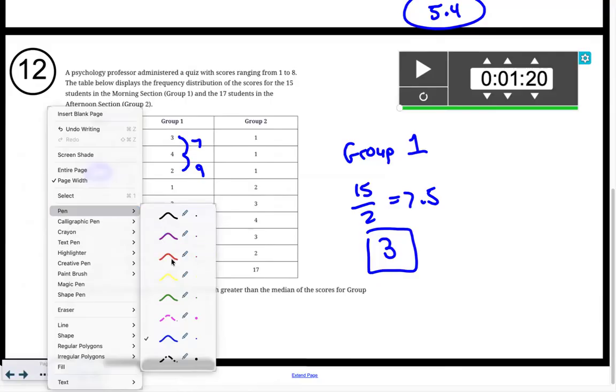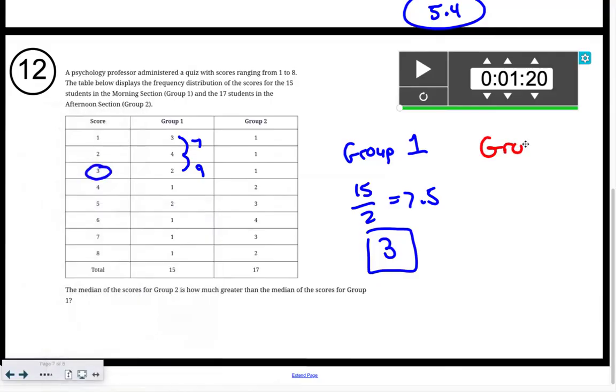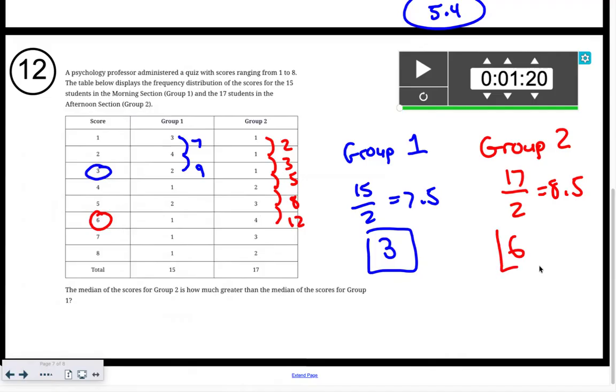Now I do the same for group two. So for group two, there's 17. So 17 divided by 2 is 8.5. All right. So now I go 1 plus 1 is 2, 2 plus 1 is 3, 3 plus 2 is 5, still not there. 5 plus 3 is 8, still not there. 8 plus 4 is 12. This one is the one that put me over the halfway point. So the median must be 6. And then it's how much greater? 6 minus 3 is 3.